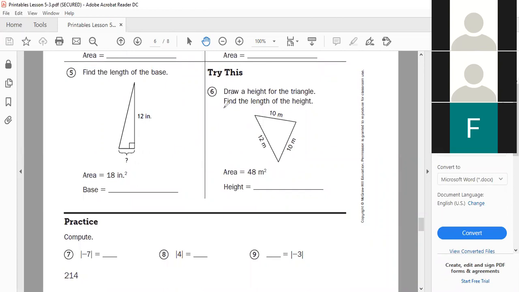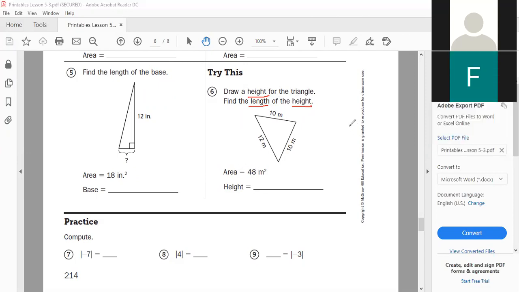Well, guys, we're on 6. Okay, we're drawing the height for the triangle and then finding the length of the height. So first we're gonna need a base, obviously, and then we have the area right here. So what on earth do I do first? If we have the area, we're working backwards again. So what do I do first?